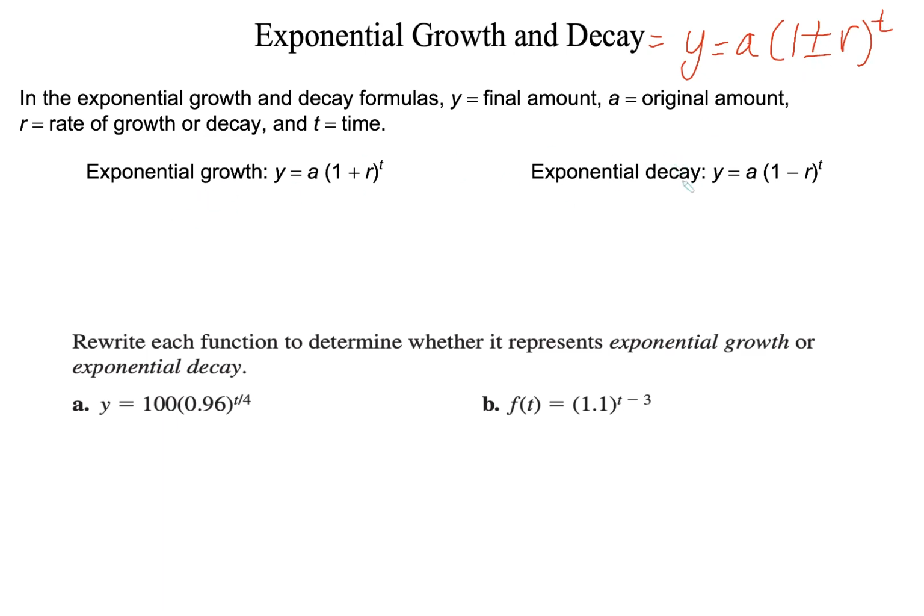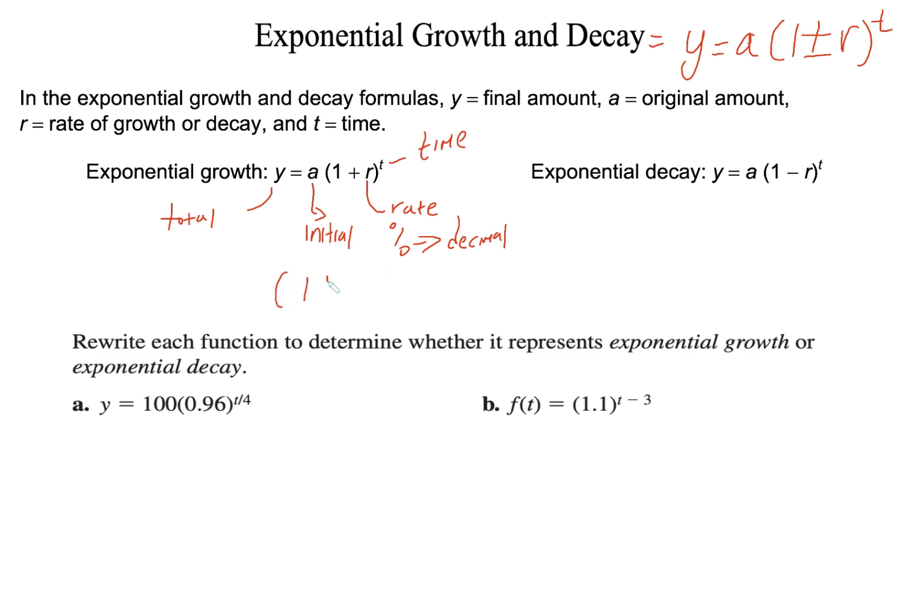Here, I have split them into two. In exponential decay and growth formulas, the y is considered your final amount. However, I like to call it the total amount. The A is the original, or what I like to call the initial value. The R represents your rate, which is a percent that has been converted to a decimal. The T represents your time. This is usually in years.